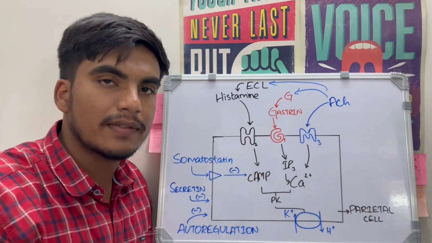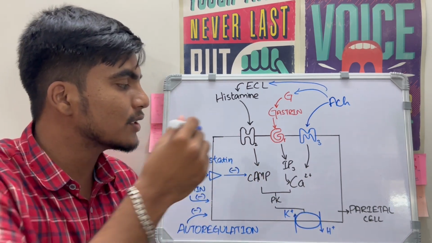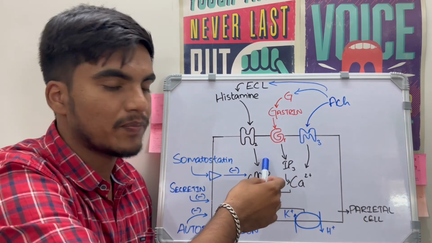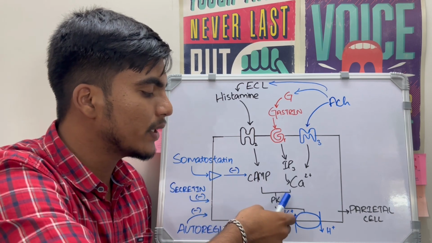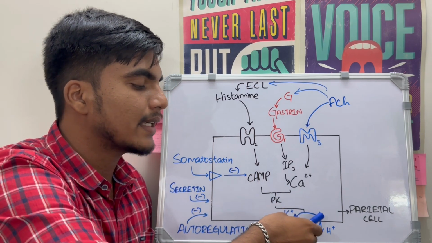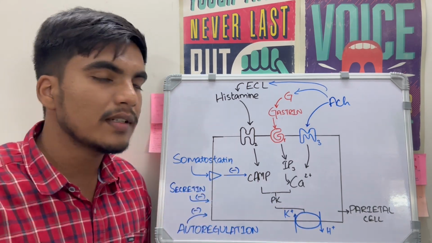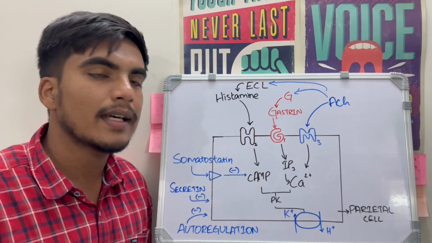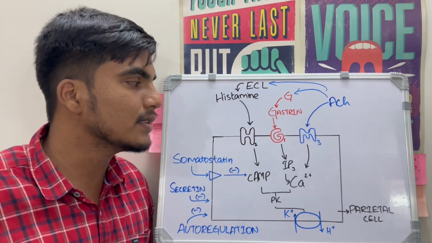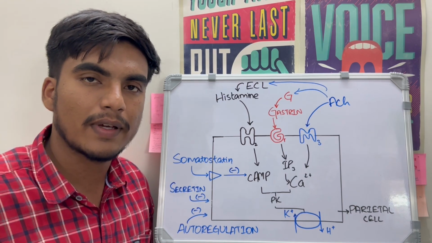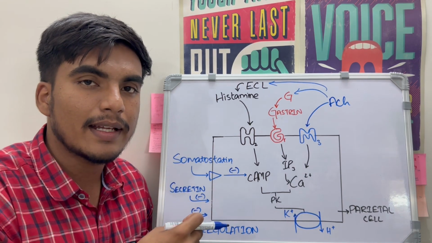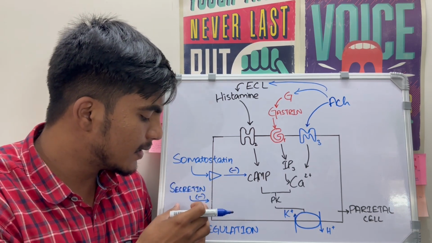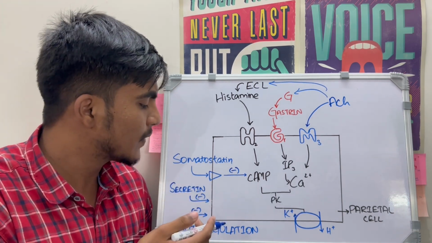Histamine acts differently, right? It acts on the H2 receptors present in the parietal cells, which increases the cyclic AMP. This cyclic AMP regulates protein kinases and increases the secretion of HCl. So the three factors that increase the secretion of HCl are acetylcholine, gastrin, and histamine. Distension of the stomach can also increase the secretion of HCl. Now for the factors that inhibit the secretion of HCl, we have somatostatin, secretin, and the autoregulation methods.